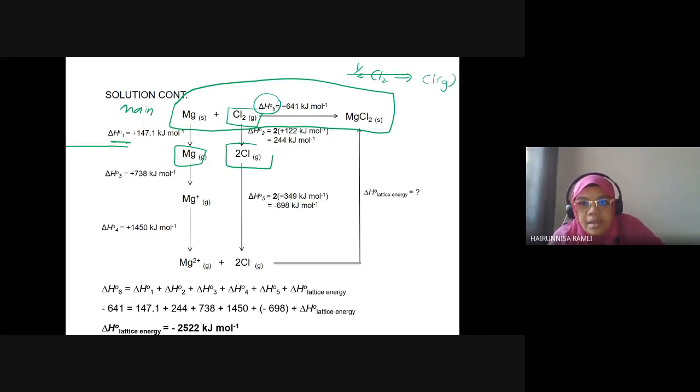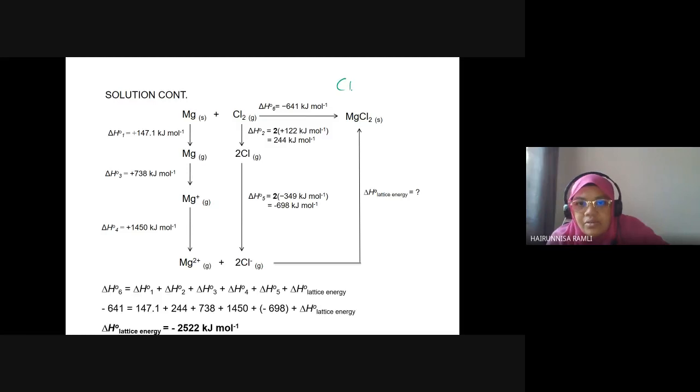Atomization kan? But now you ada Cl2 sahaja. So untuk jadi Cl, you have to balance. Yang ini sekarang, yang ini pula you tak boleh usik. So yang ini akan jadi 2Cl. Okay, so basically this one, okay. Saya padam balik, Cl2 kepada 2Cl. Walaupun original dia adalah kita tahu dia half Cl2 kepada Cl kan. This is atomization, right?